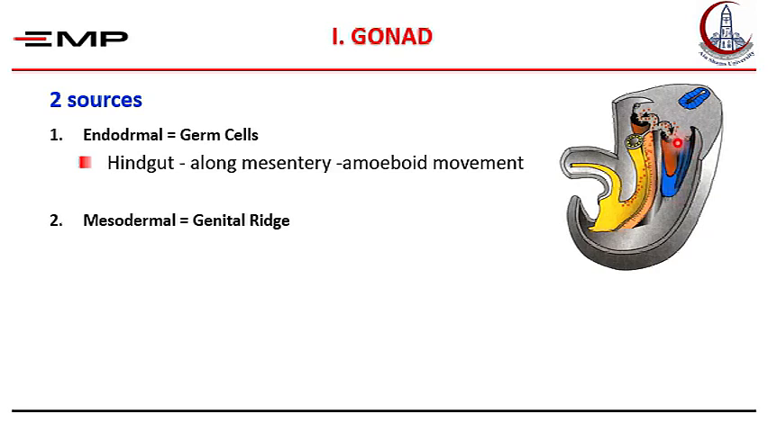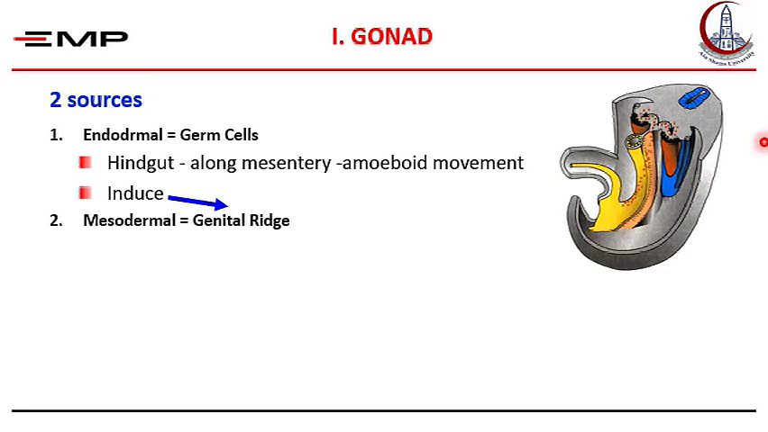So a swelling appears called the genital ridge, induced by the migrating germ cells. The genital ridge enlarges. It lies on the medial aspect of the mesonephros and on the lateral aspect of the mesentery. So it's between the mesentery and mesonephros.